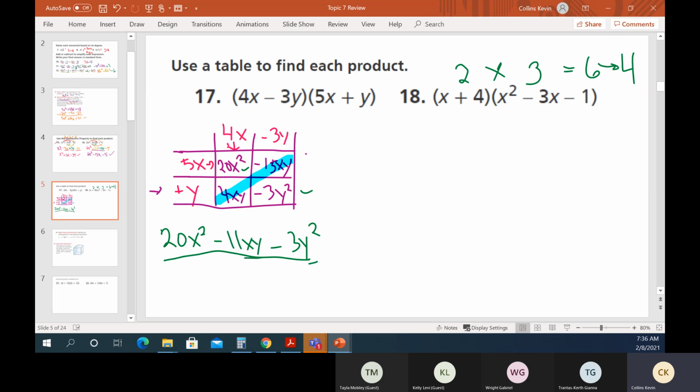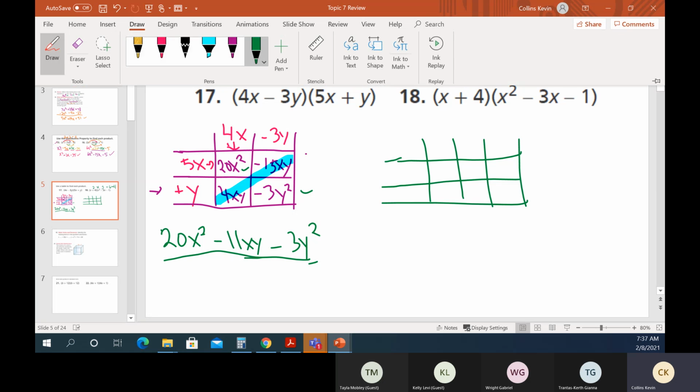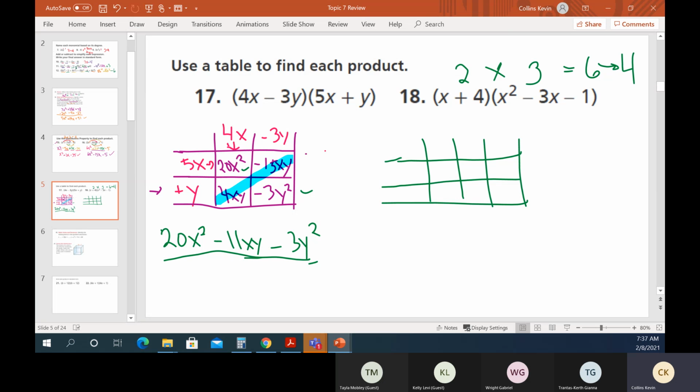Okay, so again, time for some more bad drawing. Since I got the 2 over here, I'm going to put them down the side. You can do it the other way, that's fine. So I got an x here, I got a +4 here. And up here, I'm going to have an x squared, a -3x, and a -1. And again, we're just going to fill in the blanks.